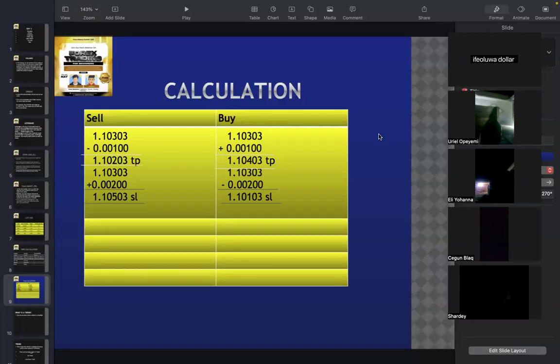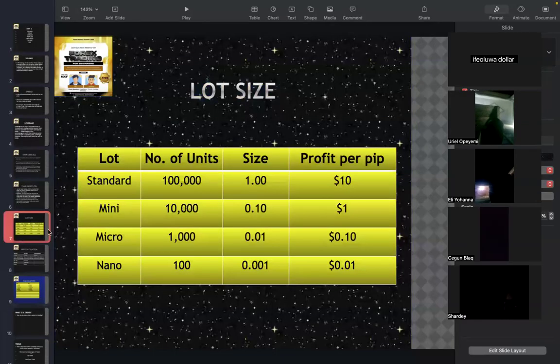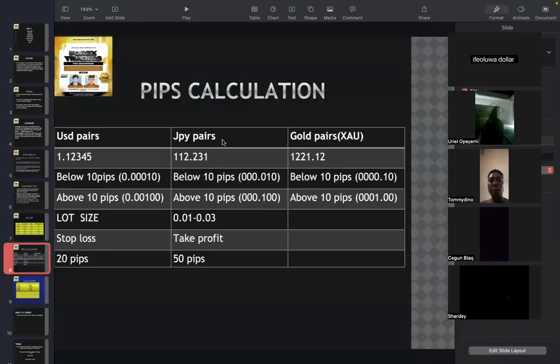If you want to buy, don't forget, every pair has a different calculation. That's why you have to come here. Every pair, you can see this one starts from 1 point, and this one starts from 112 points. You can see the difference between 1 point and 112. And this one starts from 1,221 points. I think you can see the difference between the three pairs. That is how all the pairs are different. They are not the same. So if you want to calculate it, you have to calculate it in a different way. I believe you guys understand.